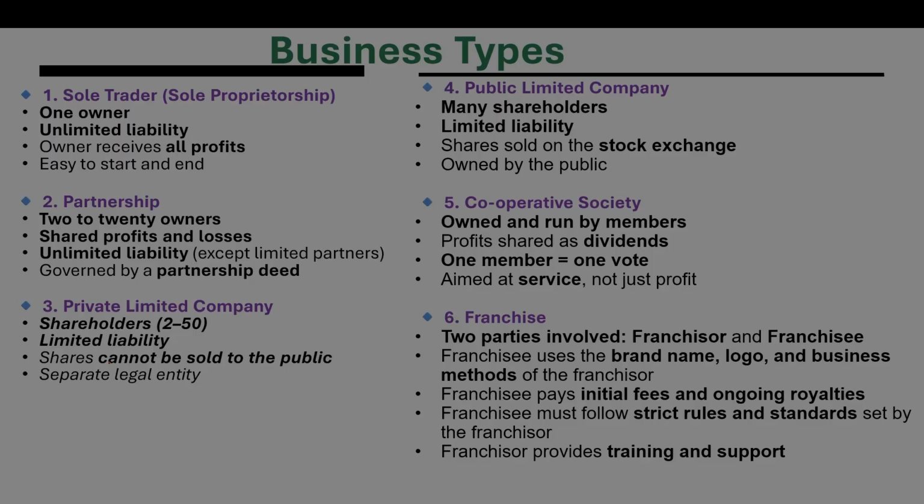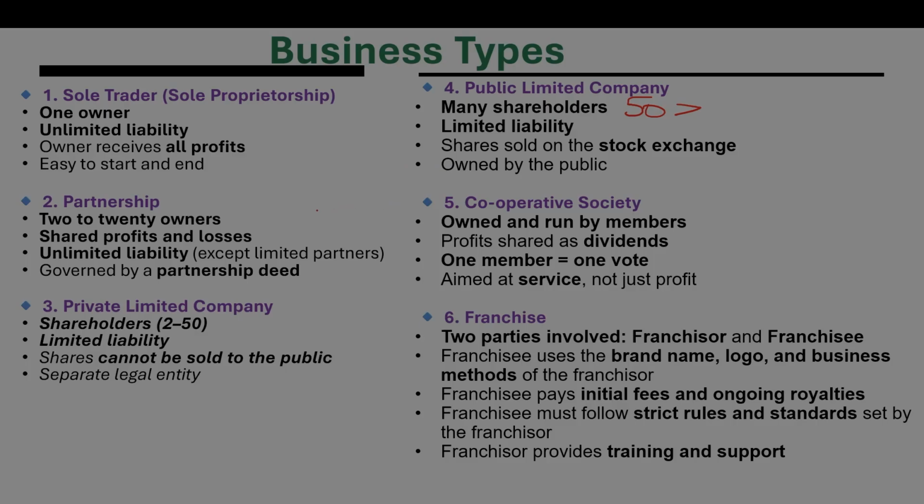Thirdly, we have a private limited company. This is where we have between 2 to 50 shareholders that have limited liability. The shares of a private limited company cannot be sold to the public. Next, we have a public limited company. So a public limited company now has an unlimited number of shareholders. These shareholders have limited liability, and the shares of a public limited company can be sold on the public stock exchange.